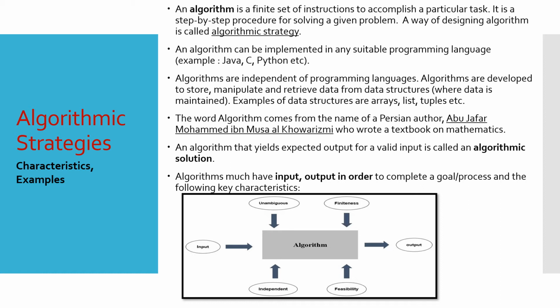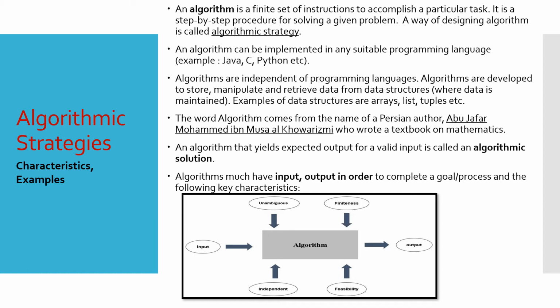For a one-word or two-mark question, it's important to remember who the word algorithm comes from: the name of a Persian author, Abu Jafar Muhammad ibn Musa al-Khwarizmi. It's a long name, but he wrote a textbook on mathematics, and the word algorithm came from his textbook.